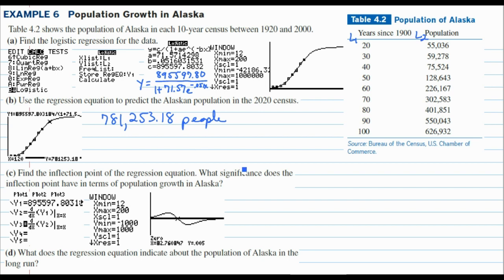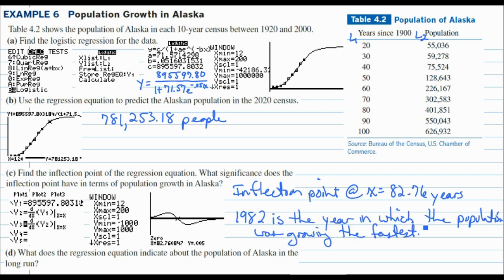So the inflection point occurred at 82.76 years. That's where the second derivative was 0. So what does that mean? The inflection point is where the second derivative changes from positive to negative, so where the first derivative, the change in population, changed from increasing to decreasing. At that inflection point, it's like a maximum of the population's velocity. So we found the year where the population was growing the fastest. It's a maximum of the velocity graph. So the maximum velocity was in 1982.